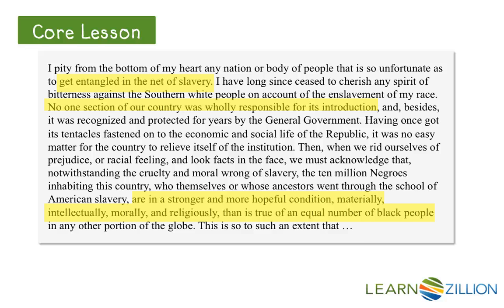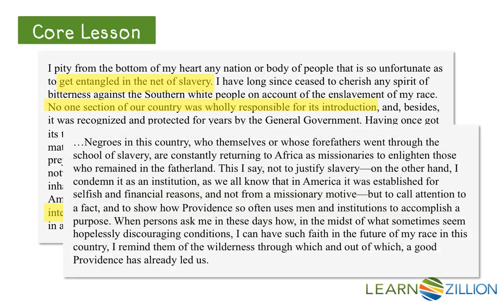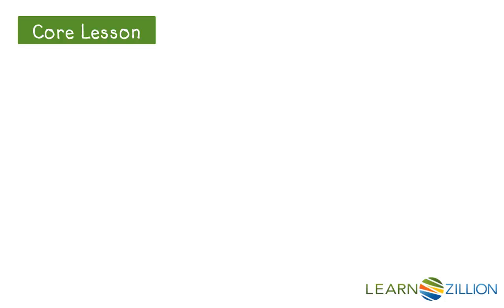Then this is also interesting to me. Later on in that paragraph, you see how Washington explains that black people are in such a good position that they can actually return to Africa to enlighten their ancestral people who still live there. And again, he's implying that the position of black people in America is actually quite high morally. So much so that later on in the passage he goes on to say, I can have such faith in the future of my race. This is really interesting to me, that he's positioning the black people with so much power, but in such a subtle way.